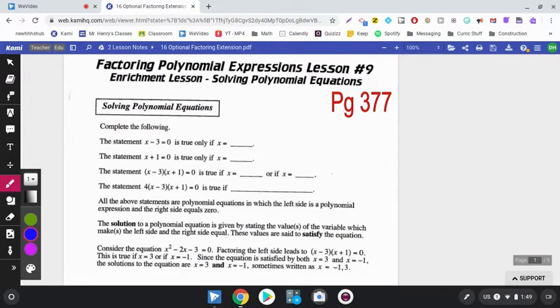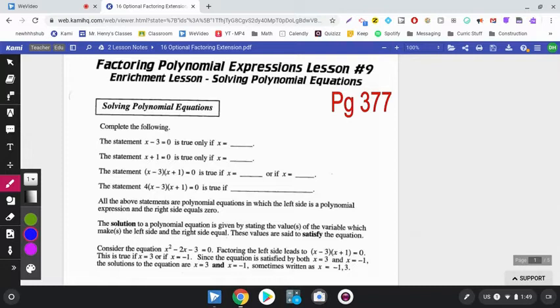All right, so we're on page 377, and we're going to look at a factoring extension. And this is really where it goes in 20-1. So the whole point of factoring is actually so that we can solve quadratic equations.